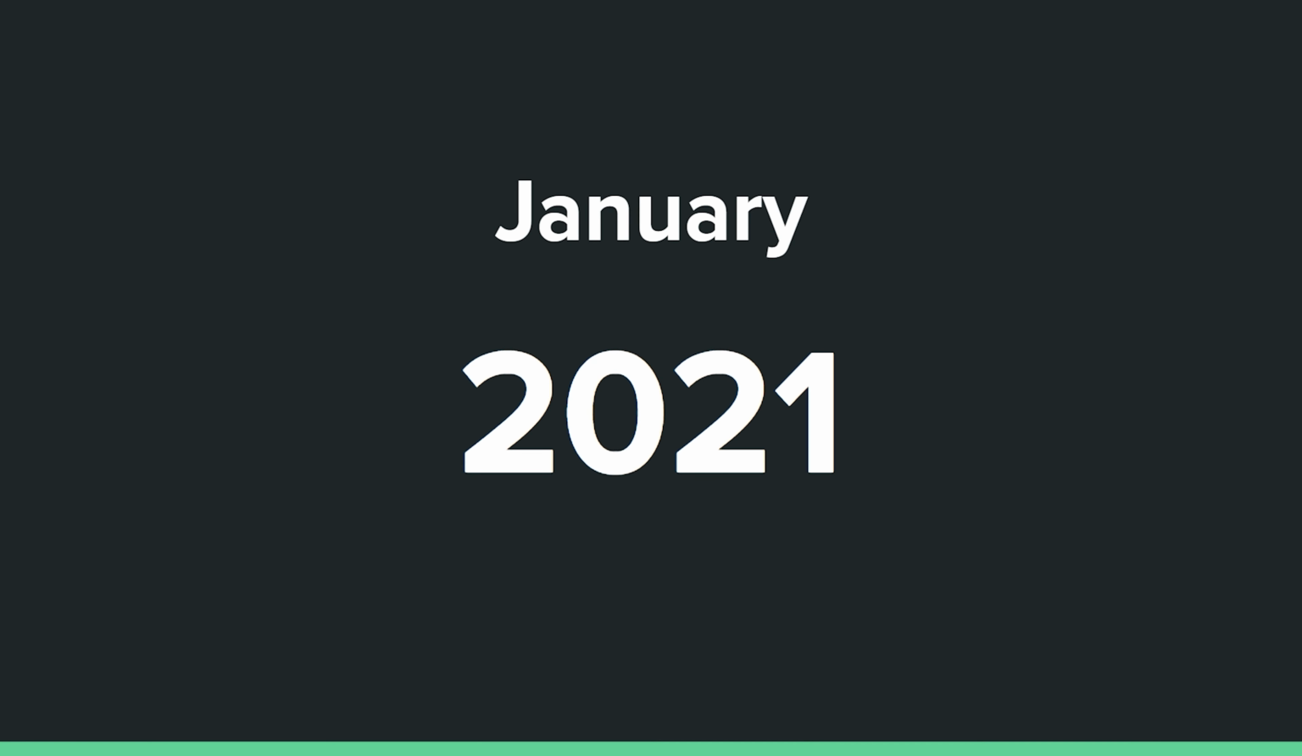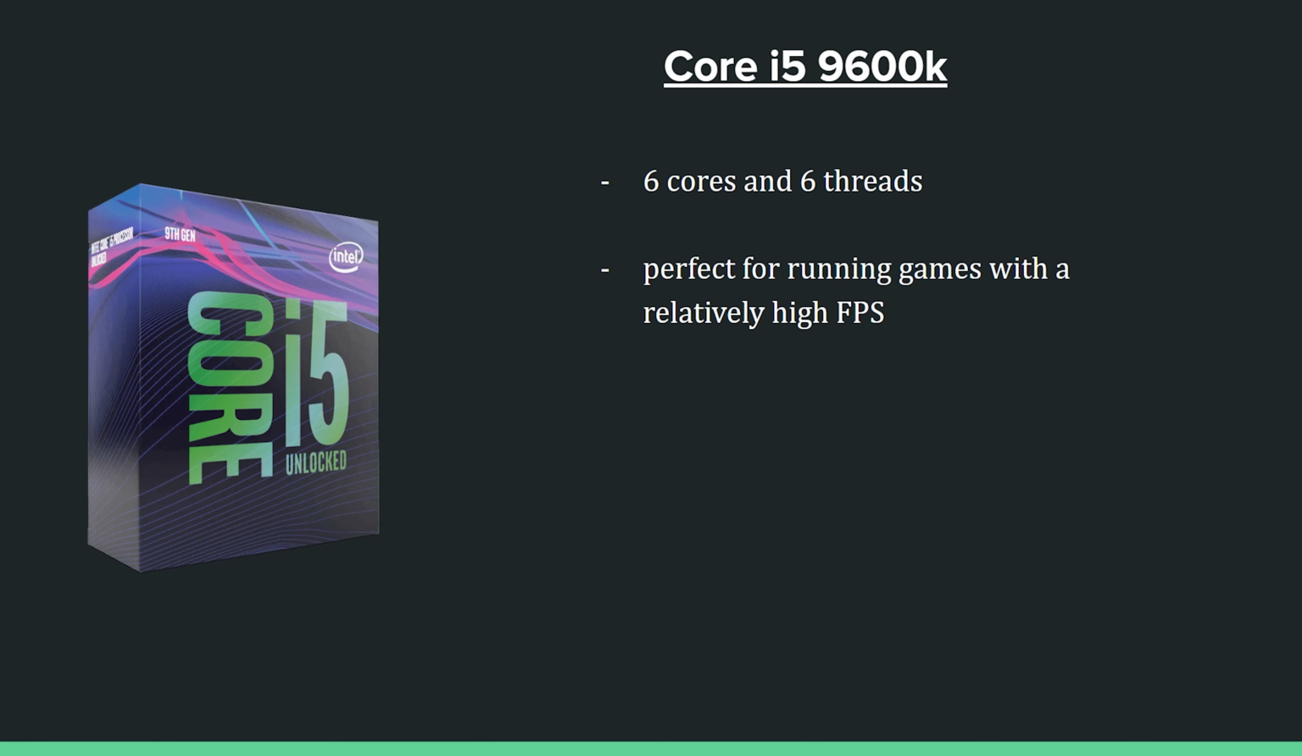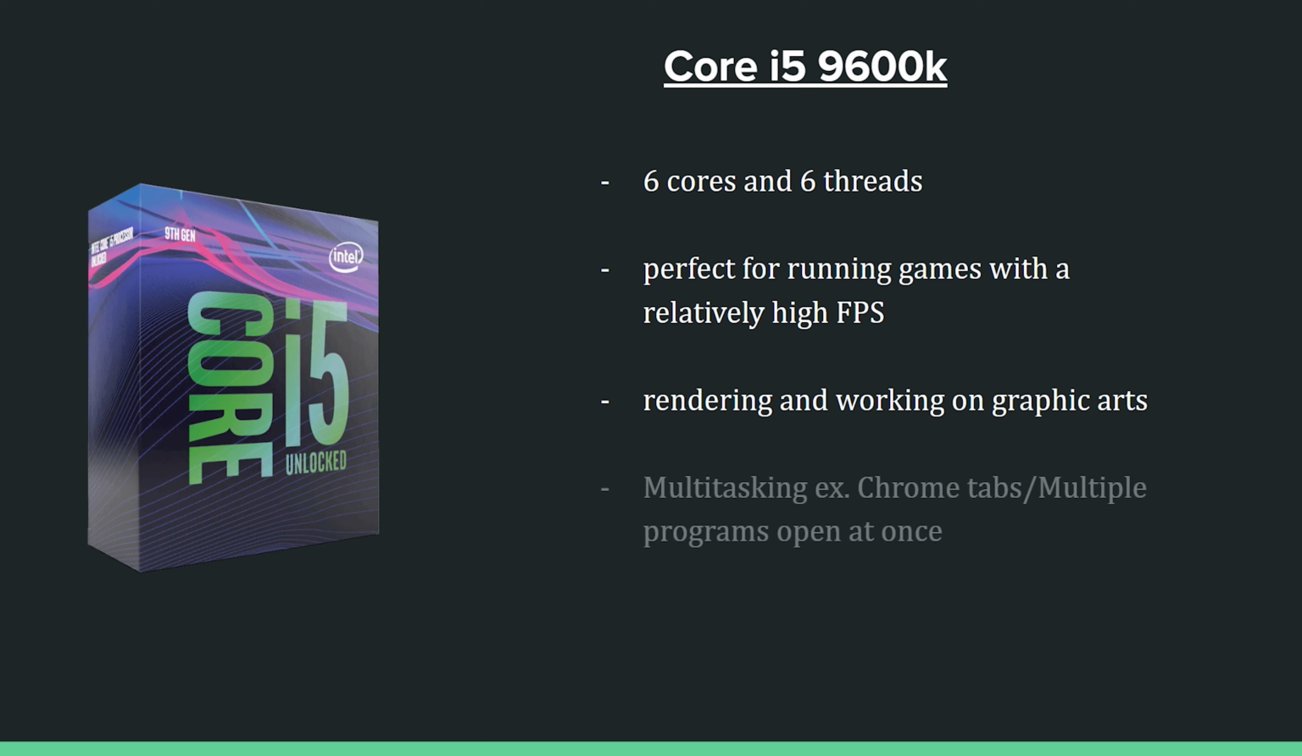After about a month of watching reviews and looking at benchmarks of similar products, I have decided on exactly what kind of PC is best suitable for me. For the CPU, I chose the Core i5 9600K for 6 cores and 6 threads, which is perfect for running games with a relatively high FPS, rendering and working on graphic arts, and multitasking, all at a reasonable price of $280.